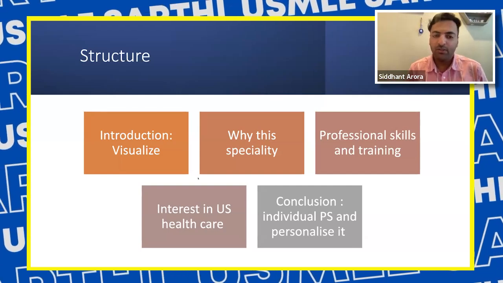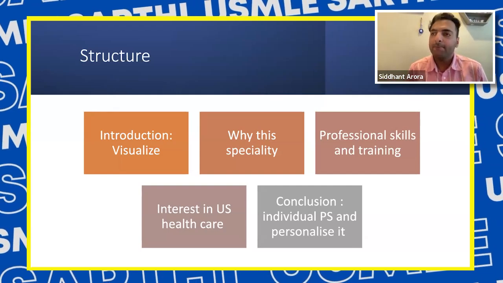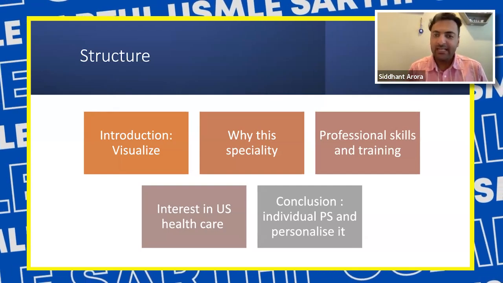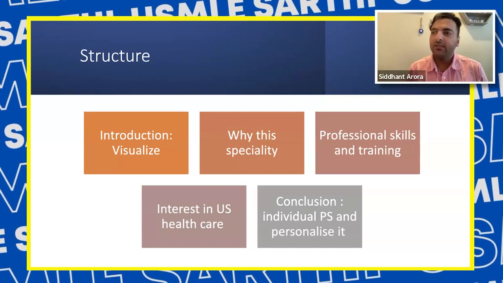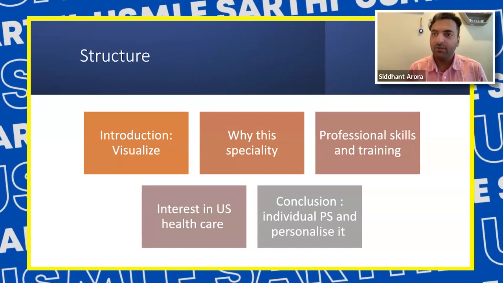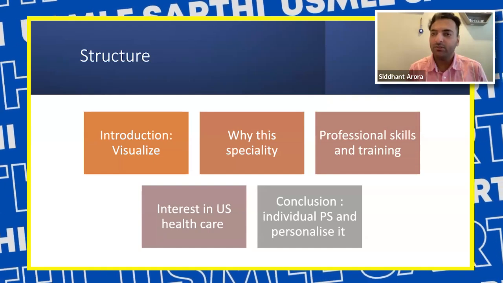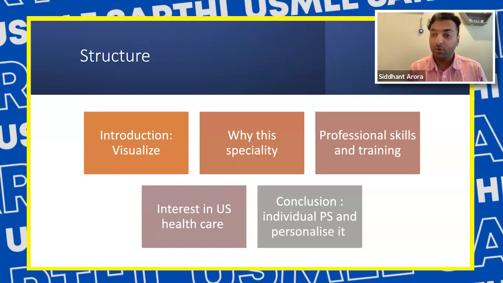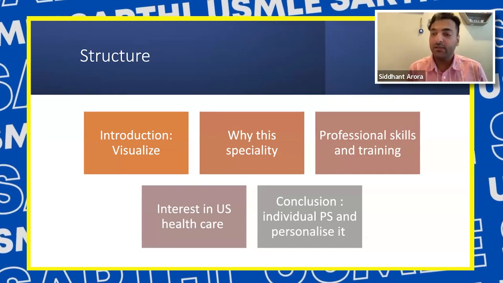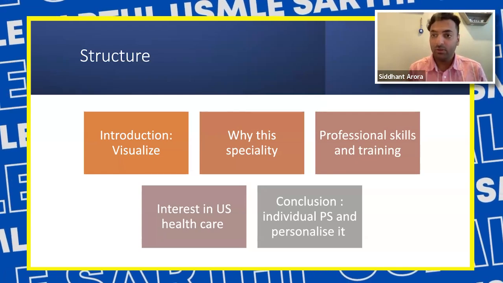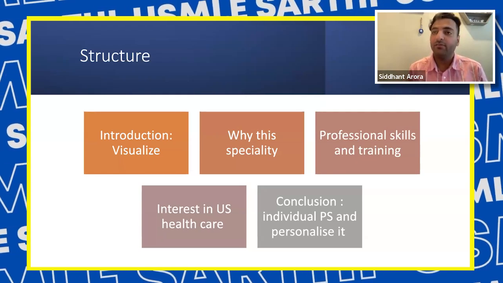Fourth, US healthcare. This doesn't have to be a huge paragraph again. I would say the second and third ones are bigger. You can even divide them if there's too much happening. Fourth, if you have a good reason, we all are humans, we have things going on in our life.